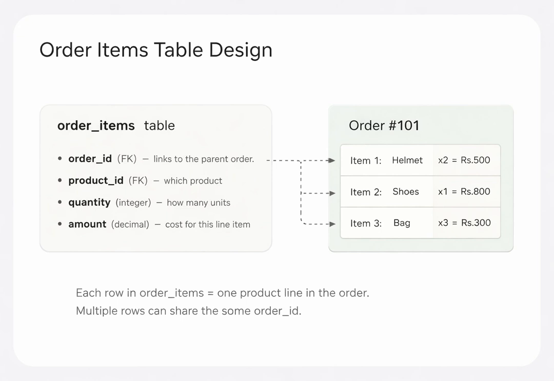The product ID tells us exactly which product was ordered. The quantity tells us how many units, and the amount stores the calculated cost for that specific line item. For example, if a helmet costs 250 rupees and the user ordered 2, the amount would be 500. Multiple order item rows can share the same order ID, which is exactly how one order can contain many products.